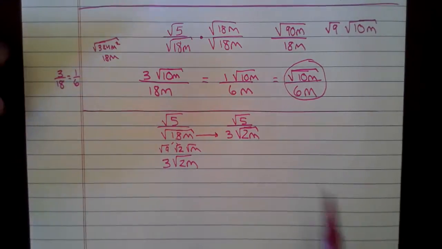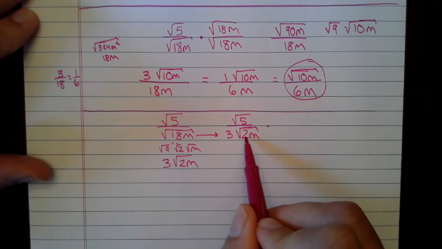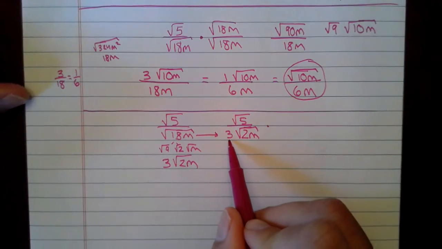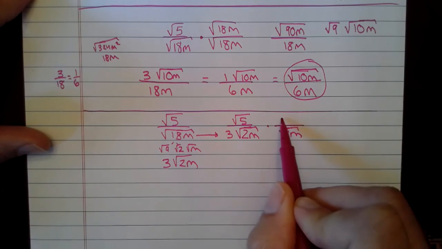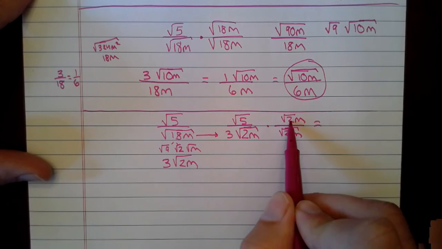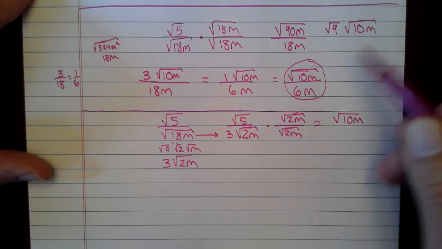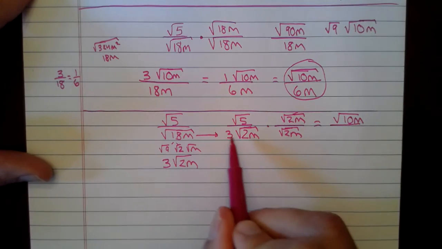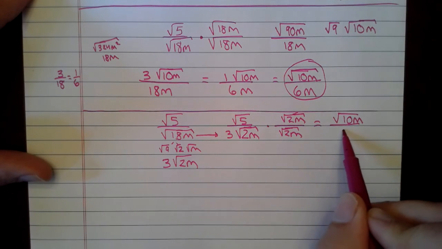Now to rationalize this, I don't need to multiply by 18. I just need to multiply by root 2m. I don't need to multiply by that 3 because that 3 is already rational. I only need to eliminate this root 2m, so root 2m over root 2m. And look what happens when we do this. Root 5 times root 2m gives me root 10m, which if you look up here, there it is, root 10m. Over, now comes root 2m times root 2m gives me 2m.